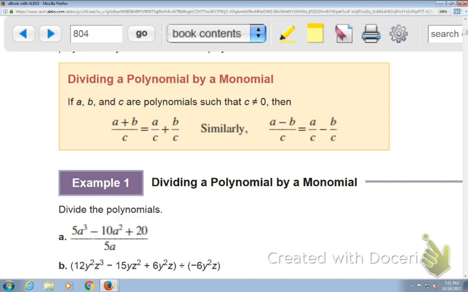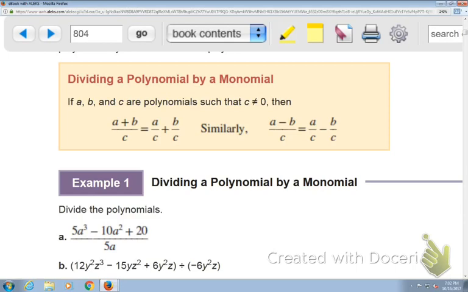So I'll start with something relatively easy. How could I handle a plus b divided by c? How could I do that division? Well, it's a common denominator, right? So you have a over c plus b over c, reduce if possible. And that's it. That's not too bad, right? I mean, it is where we're starting.